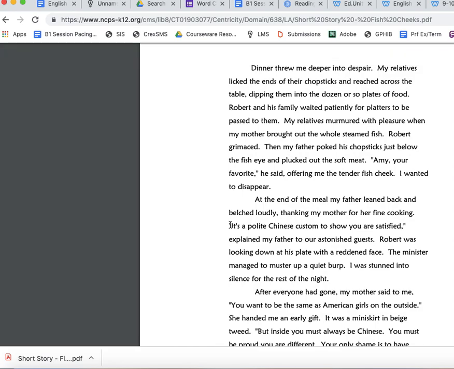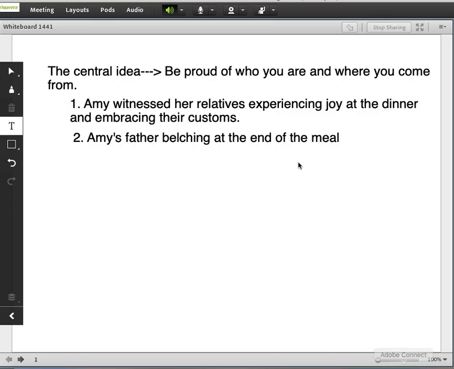So this family takes pride in their customs and they're sharing them with this other family. I would use this as an example to show that Amy's father shows their guests how the custom works where they're from, to show your guests that you are satisfied. So those would be two instances that I can connect back to this central idea of be proud of who you are and where you come from.